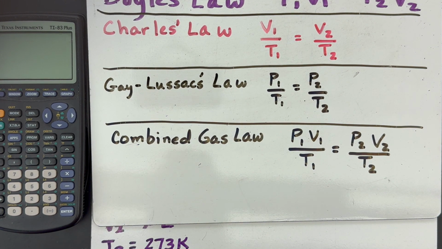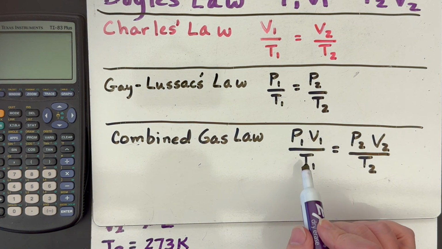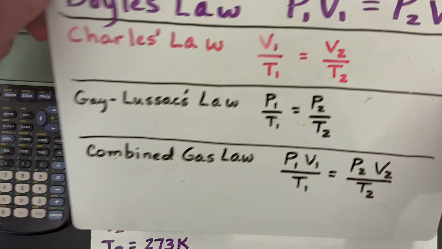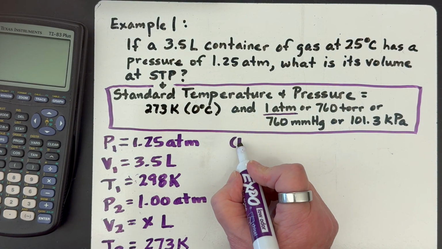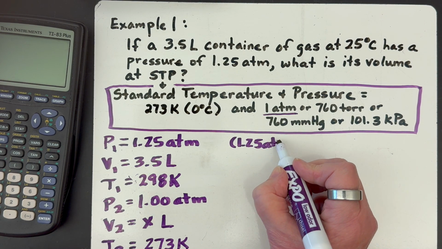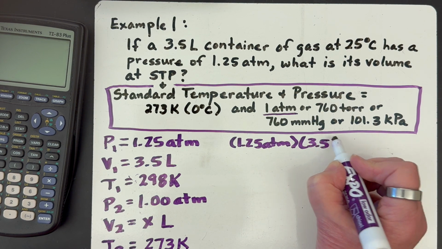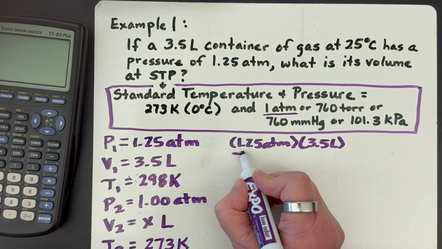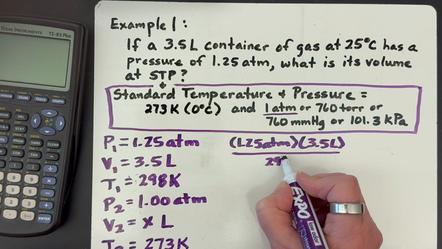Since we're changing temperature, pressure, and volume, we want to use our combined gas law. So we're going to do pressure 1 times volume 1 divided by temperature 1. Pressure 1 is 1.25 atmospheres. Volume 1 was 3.5 liters, and temperature 1 was 298 Kelvin.